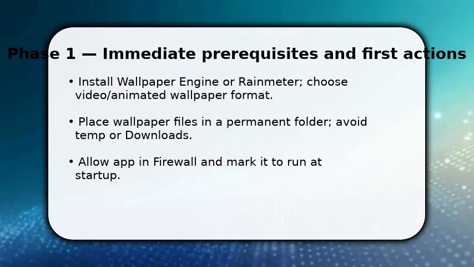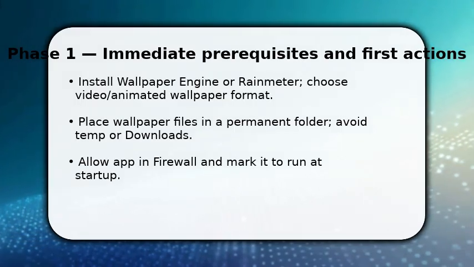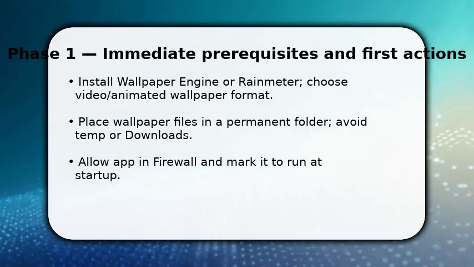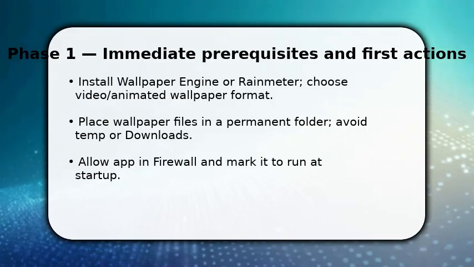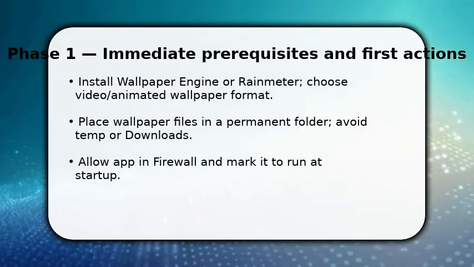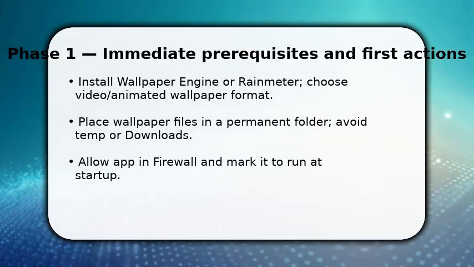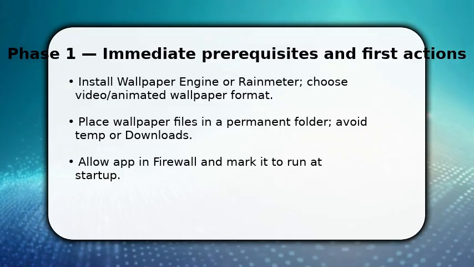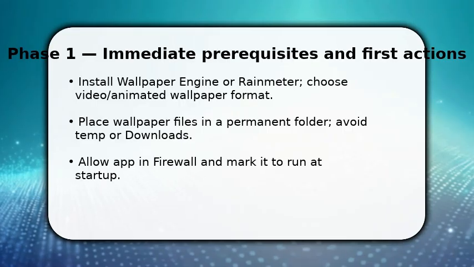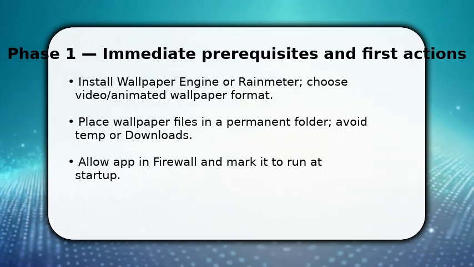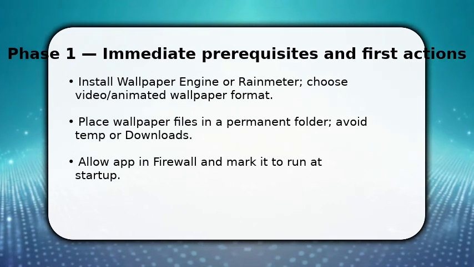You start by installing a persistent wallpaper app, Wallpaper Engine or Rainmeter, because the built-in OS background system evicts videos. Once done, move the chosen wallpaper files into a permanent folder so the app always finds them. Next, give the app permission in Firewall and App Settings and enable its Run at Startup option. This ensures the player launches before you open other apps. Make these small changes now because they prevent the desktop service from reclaiming resources later.